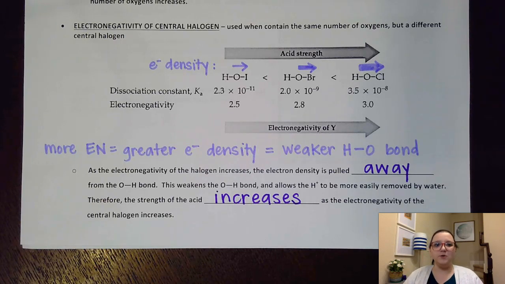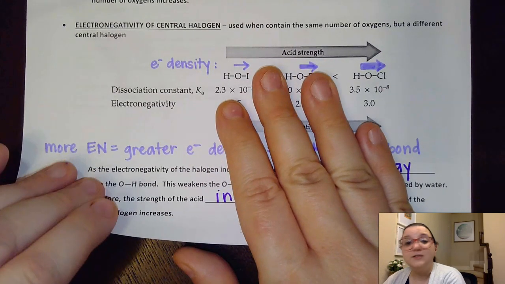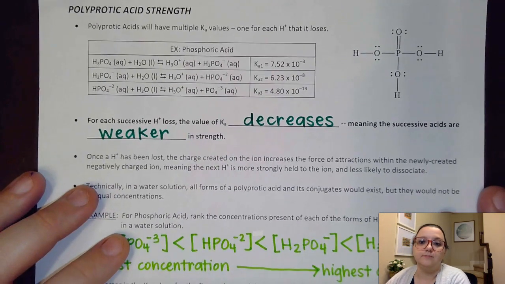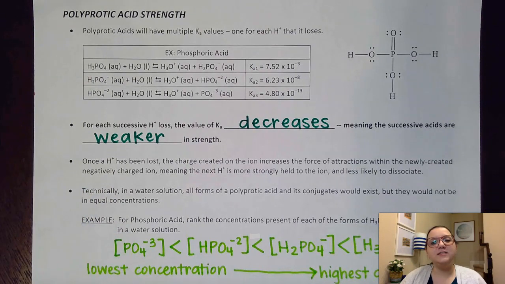All right, we've got one more situation I want to talk about. So let's go ahead and flip the page. And that situation is polyprotic acids. Now, as a reminder, polyprotic means I have more than one hydrogen that could be removed. And so because I'm removing more than one hydrogen, I end up with multiple Ka values, one for each hydrogen that is being lost. So as an example here, we see phosphoric acid, which is actually a triprotic acid because it has 3 hydrogens that could be removed.